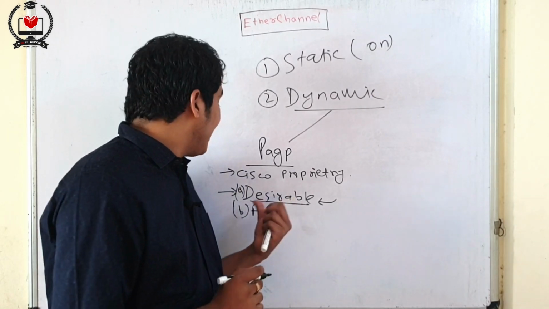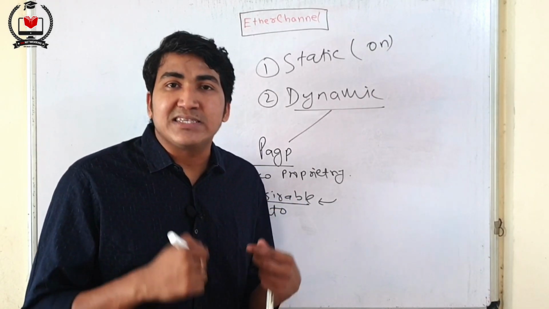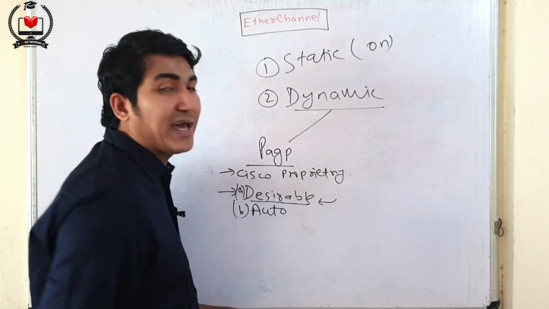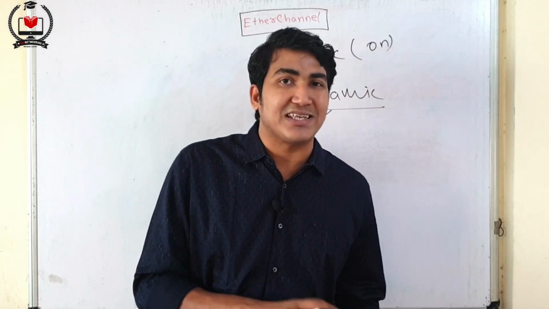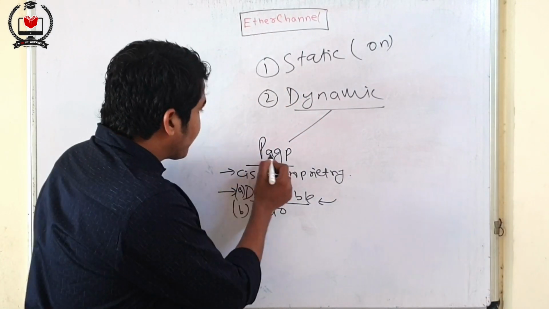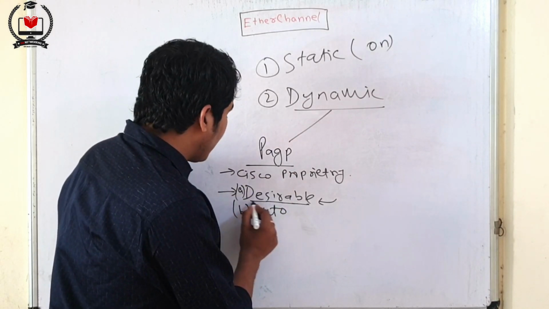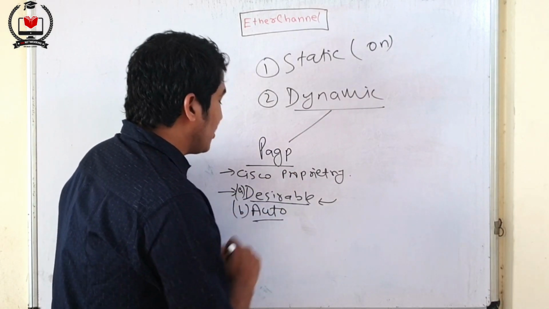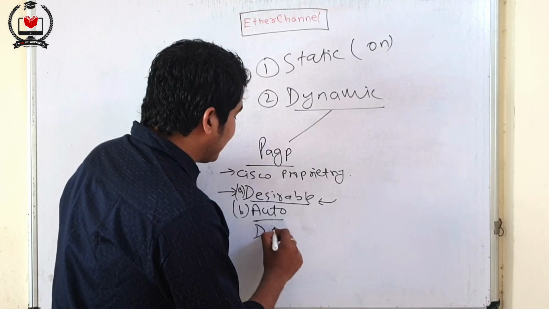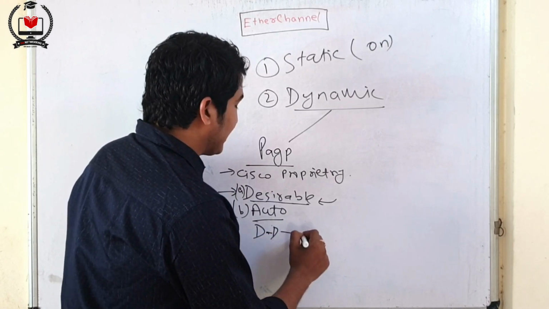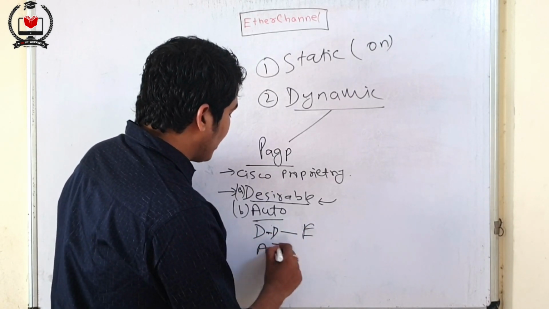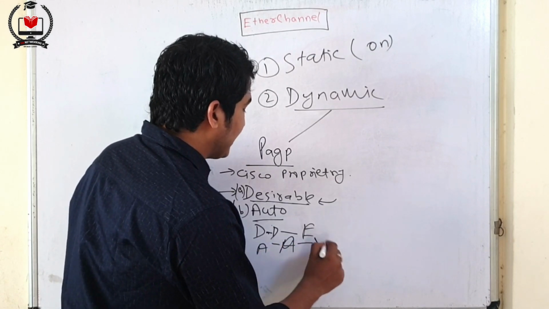To form EtherChannel, auto mode cannot initiate the negotiation. Only desirable mode can initiate the negotiation to form EtherChannel between switches. So in PAgP we have two modes: one is desirable and one is auto. Desirable and desirable can form EtherChannel, yes or no? But auto and auto cannot form EtherChannel, yes or no?